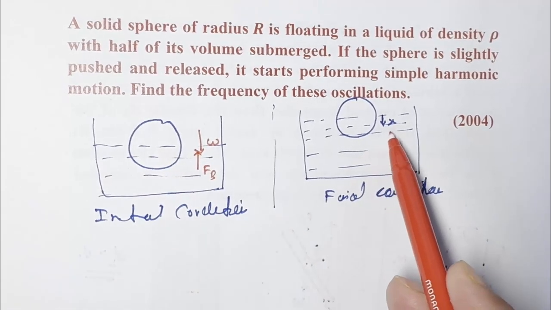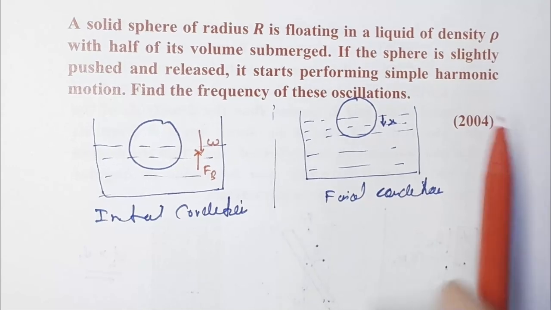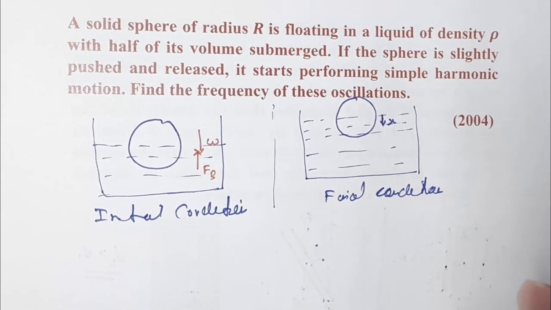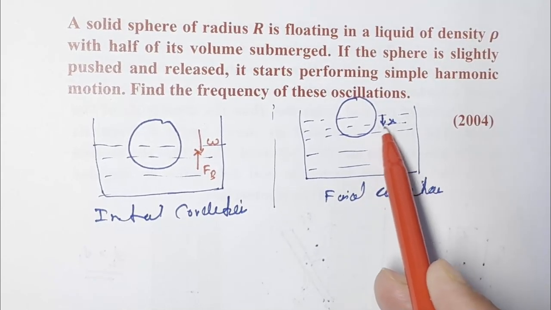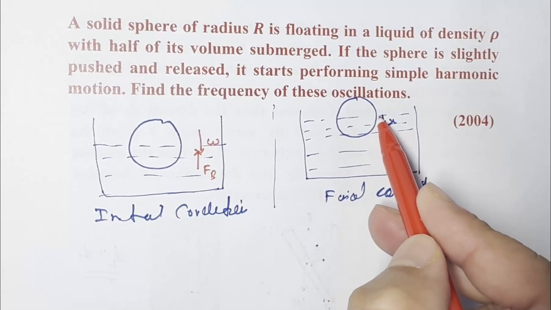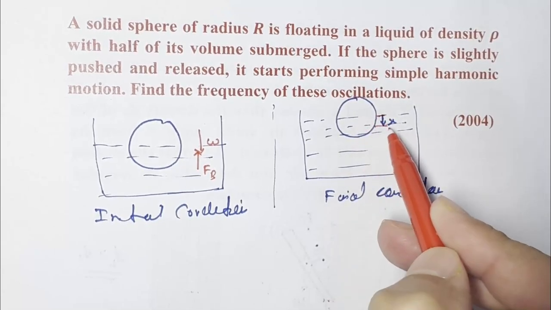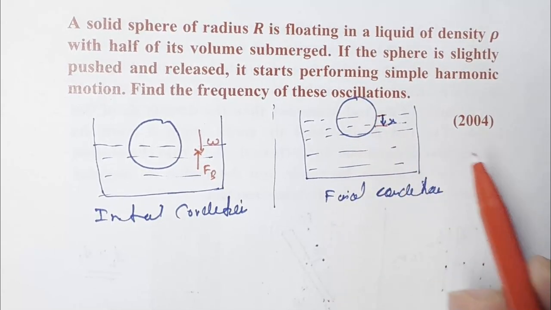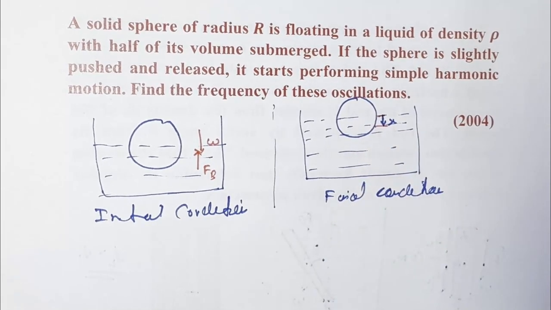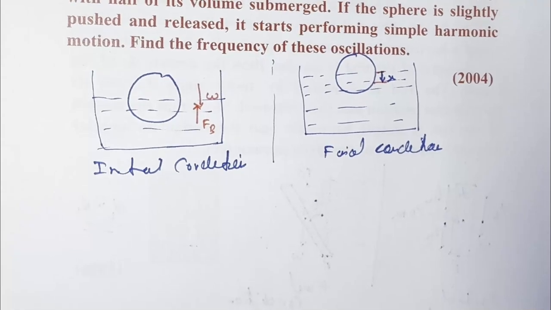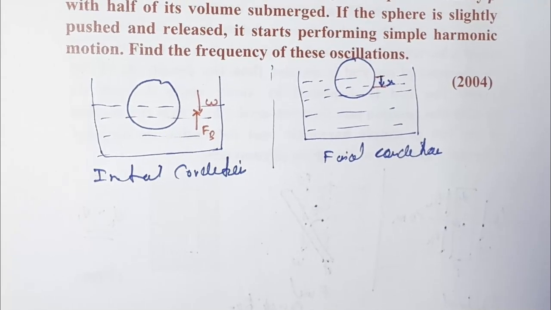And in the second case, we are going to make use of the buoyant force concept once again, and find out the amount of water that is displaced when this sphere is pushed by a distance of x in the downward direction. And then we are going to form the equation, and we are going to get the result for the frequency of the oscillations.